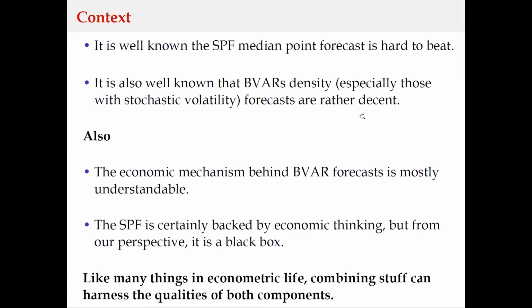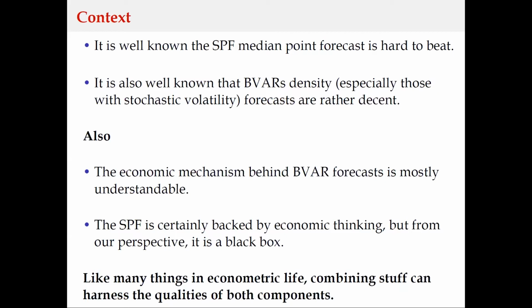Okay. So what's the context? I think the context is rather well known, but I'm going to go through it again. It's well known that the SPF median point forecast is hard to beat. You can take the separate forecasters and try to combine them in any way you can, but usually the mean is hard to beat. It's a pretty old result that combining forecasts with equal weights is going to be hard to beat. It's also well known that BVAR density forecasts, especially those with stochastic volatility, tend to be pretty good.